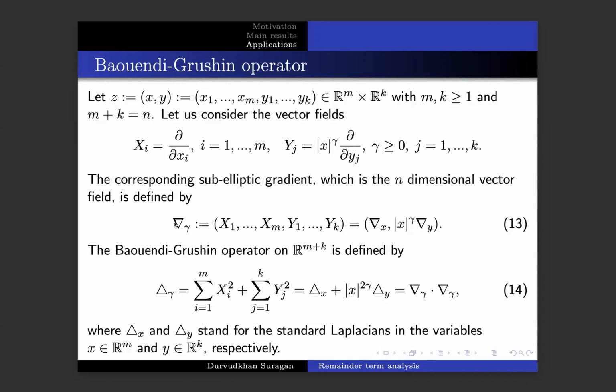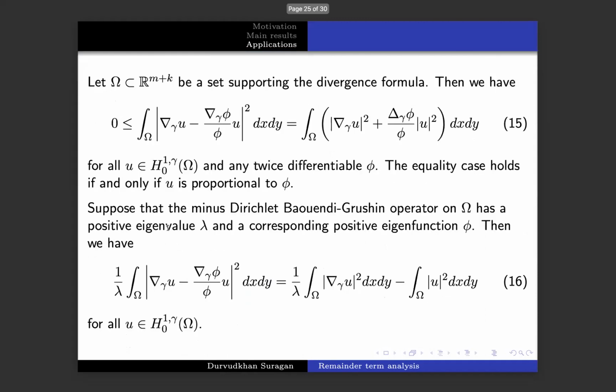The gradient can be denoted by nabla gamma, and it's just a collection of these vector fields. And the sum of squares operator can again be written directly, and it has, of course, a direct relation with the standard Laplacians. So we have the two operators, gradient and sum of squares. Again, as we did in the case of stratified groups, we can plug everything into the relation. That gives us this relation.